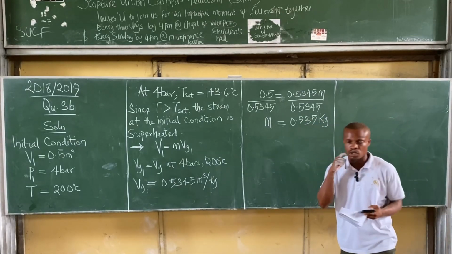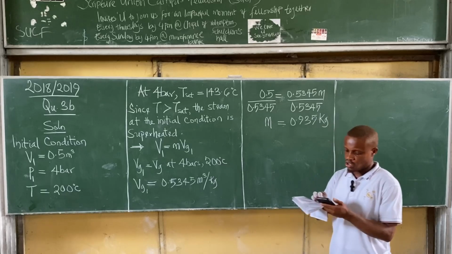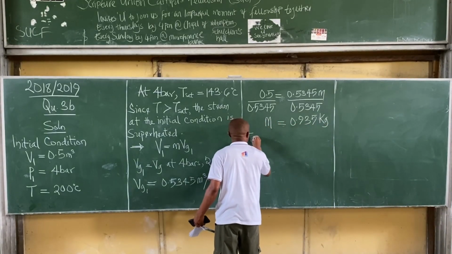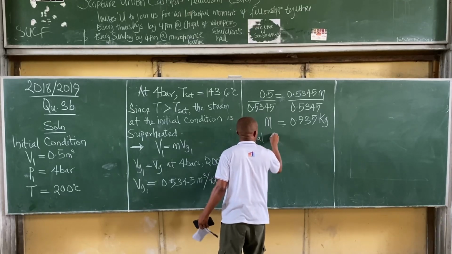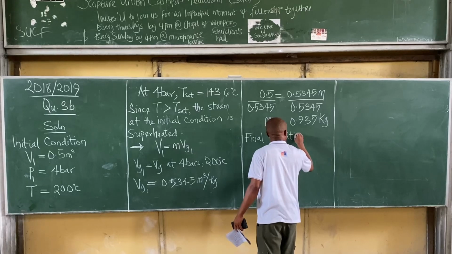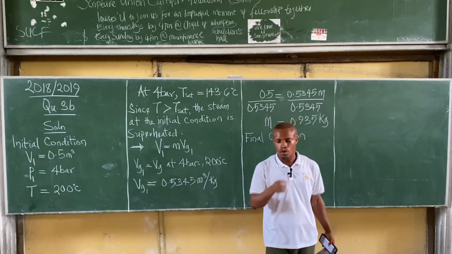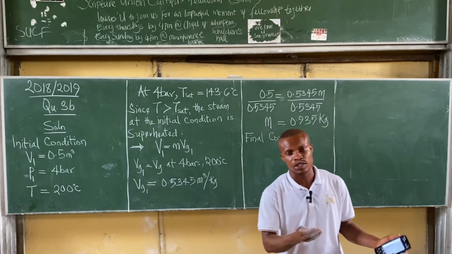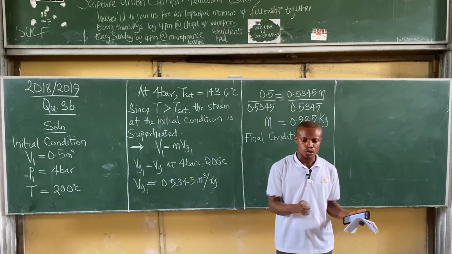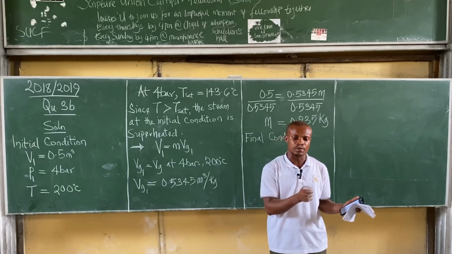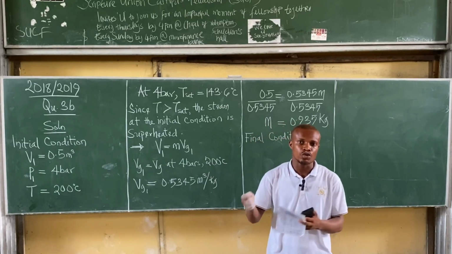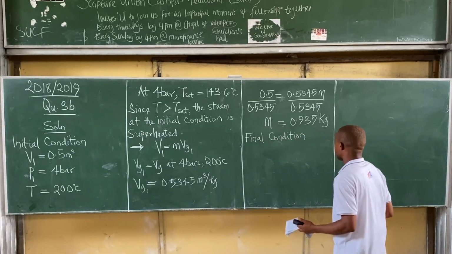Mind you, we've not still gotten the quality of the steam. So let's go over to the final condition. Let's check for the final condition. Also recall that since you are asked for final quality, that is your dryness fraction, therefore you should know that steam should be at a saturated steam in order for you to get the final quality. So let's check for that.